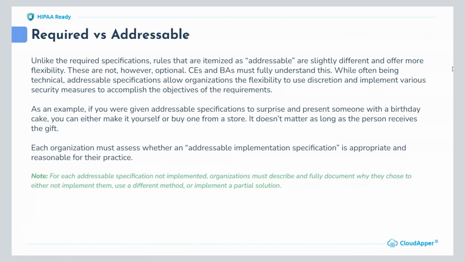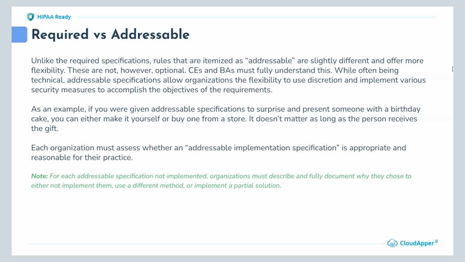Required versus addressable. Unlike the required specifications, rules that are itemized as addressable are slightly different and offer more flexibility. These are not, however, optional. Covered entities and business associates must fully understand this. While often being technical, addressable specifications allow organizations the flexibility to use discretion and implement various security measures to accomplish the objectives of the requirements.